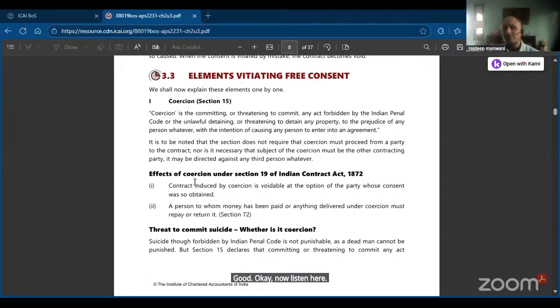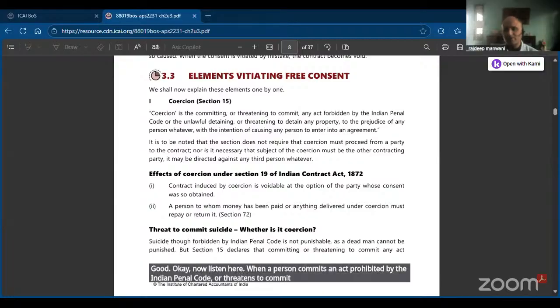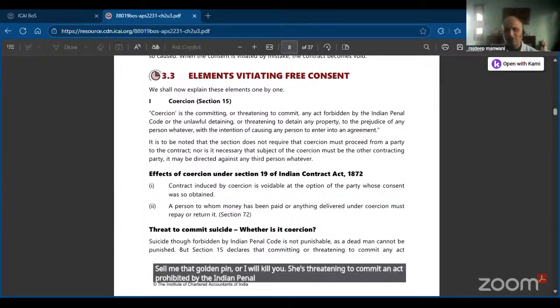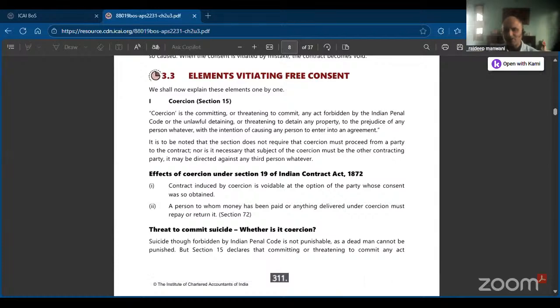Okay, now listen here. When a person commits an act prohibited by the Indian Penal Code or threatens to commit an act prohibited by the Indian Penal Code, we'll take the same example. Now, Ganvi tells Sana, sell me that golden pen or I will kill you. She is threatening to commit an act prohibited by the Indian Penal Code. Is murder an act prohibited by the Indian Penal Code? Yes, definitely, under Section 356. And now I don't know what it is, 311. It is prohibited by the Indian Penal Code.